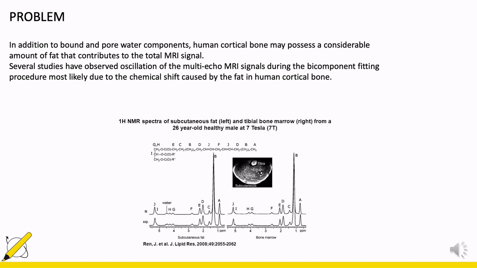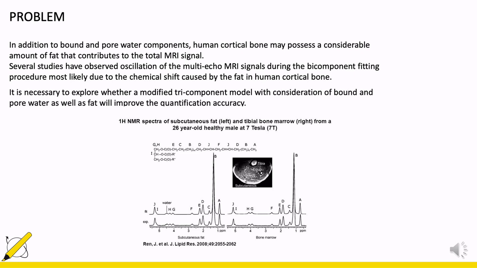According to Ren's study, there is no significant difference between the tibial bone marrow and the subcutaneous fat, and the chemical shift effects caused by subcutaneous fat have been extensively studied. So it is necessary and possible to explore whether a modified tricomponent model with consideration of bound and pore water as well as fat will improve the quantification accuracy.